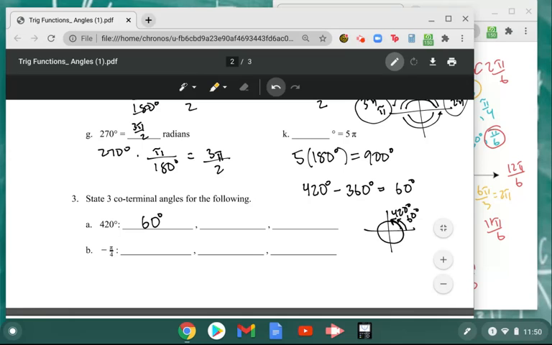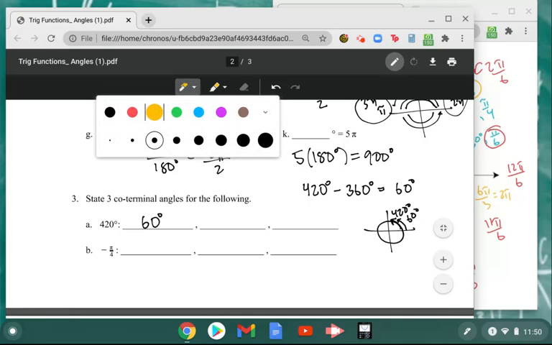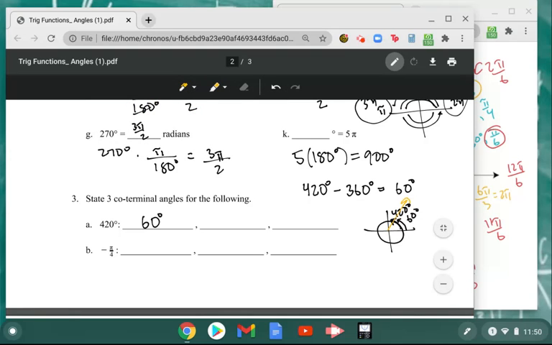What's important now is where I'm landing. So I'm landing right here. I can also get there with an extra rotation. So what if I travel to 420 and then I travel another 60 degrees? I can take 420 and add another 360 full rotation. That's going to give me 780 degrees. So there's another one, 780.